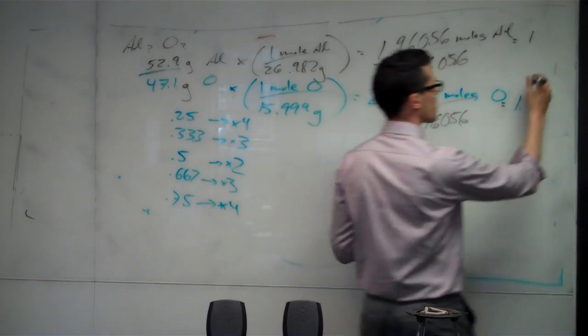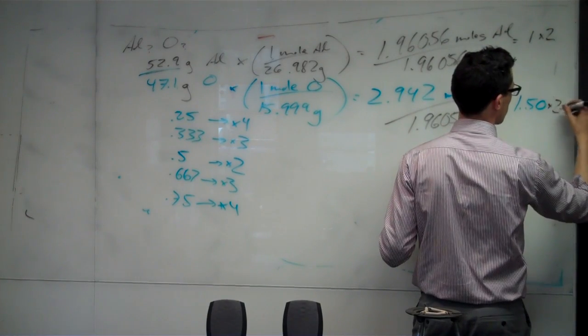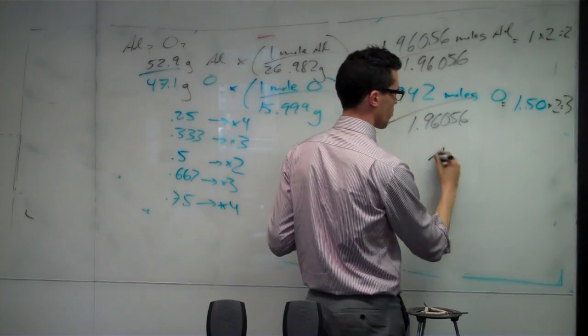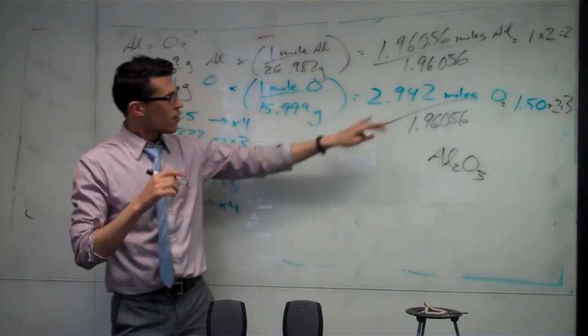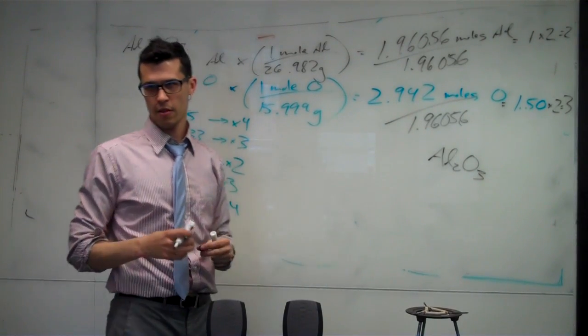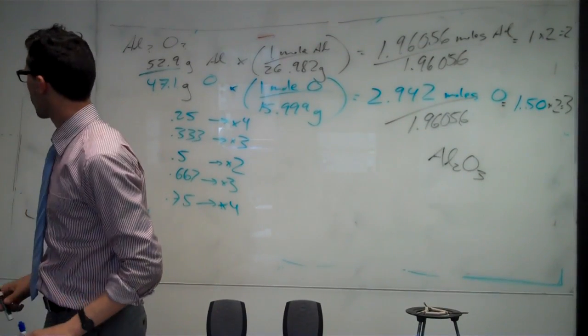Because if you multiply both of these by 2, this is going to equal 2, and this is going to equal 3. So the final product is going to be Al2O3. This is very close to that already. It's not exact. Wait till it gets to 1.99999. Alright, that's it in general.